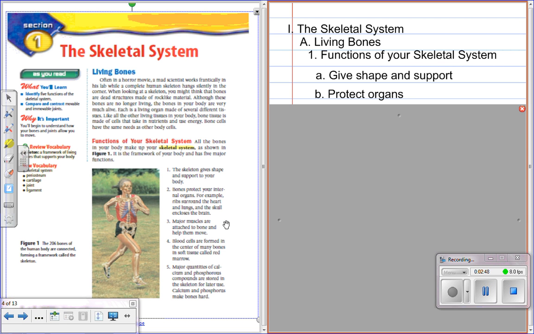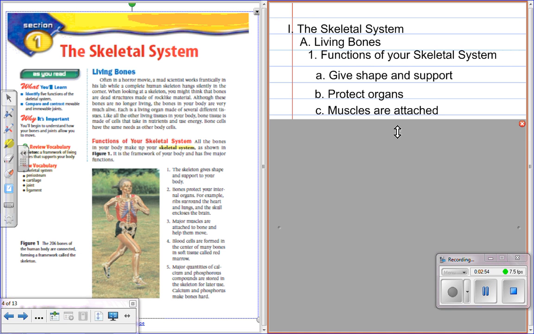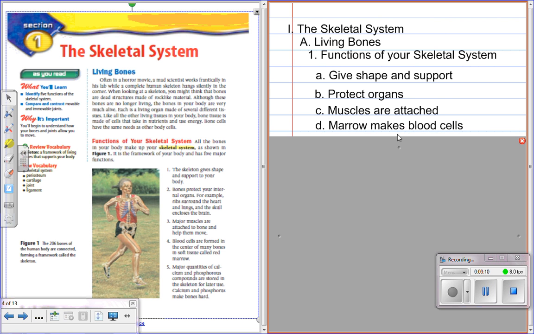3, major muscles are attached to bone and help them move. So our third function is that muscles are attached. 4, blood cells are formed in the center of many bones in soft tissue called red marrow. So inside of our bones is the marrow that makes blood cells.